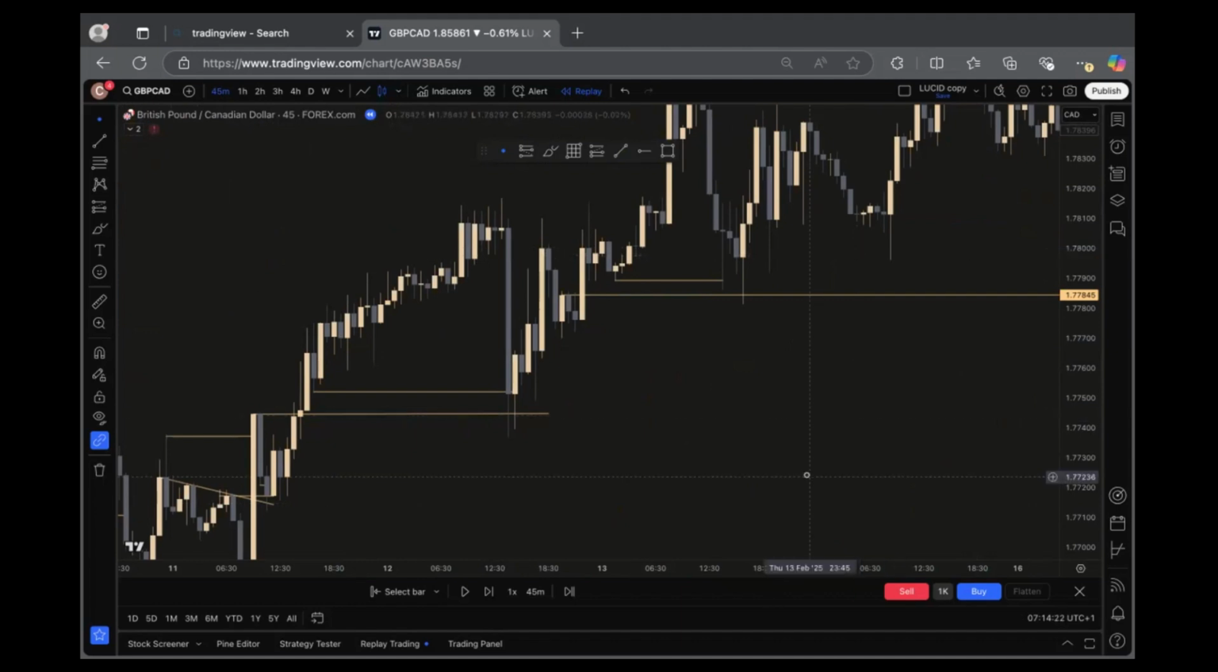And also, I need to point out one thing. Make sure you study this. Go and backtest this particular strategy or approach for yourself and see how much it's going to play out in your favor.